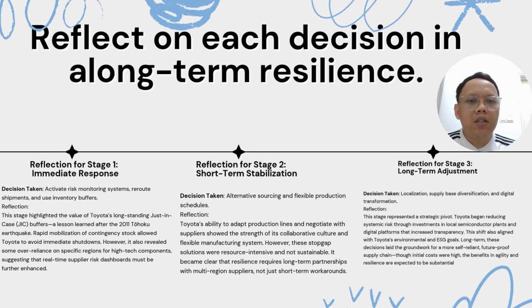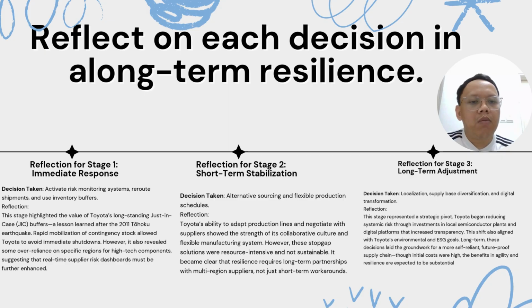Reflect on each decision in long-term resilience. Let's now reflect on each decision Toyota made. In stage one, immediate response, the decision to use buffer stock and reroute shipment highlighted the importance of contingency planning. Toyota learned that although this approach worked well in the short term, it revealed over-reliance on specific regions for high-tech components, especially semiconductors.